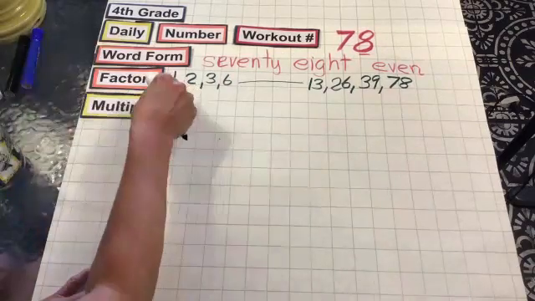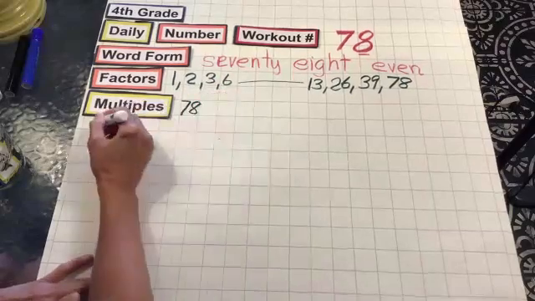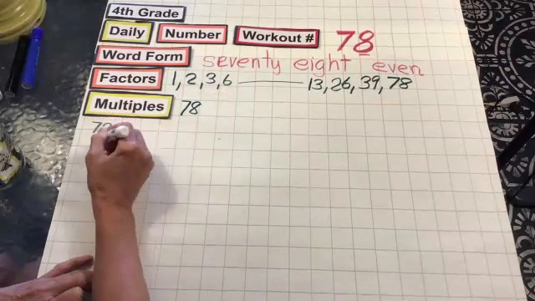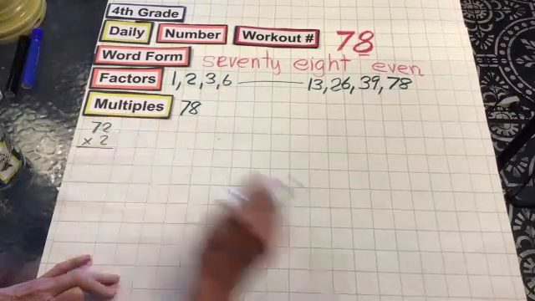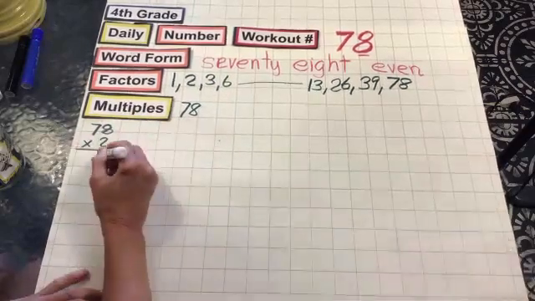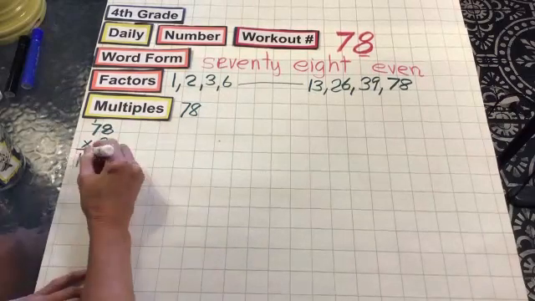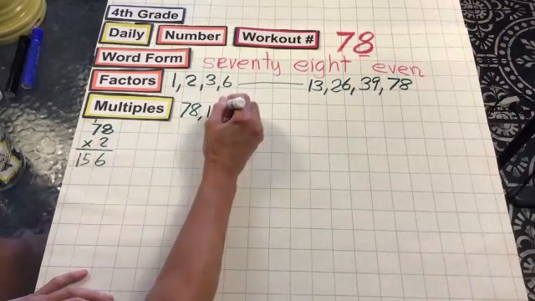Let's go for multiples. 1 78 is 78, of course. Let's go for 2 78s. So we have to multiply 2 times 78. 2 times 8 is 16. Drop the 6, carry the 1. 2 times 7 is 14 plus 1 is 15. So we have 156.